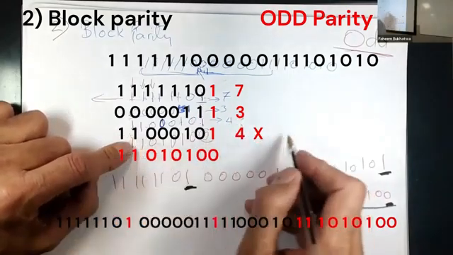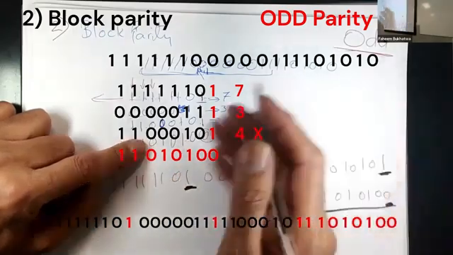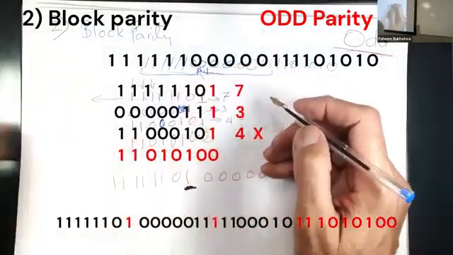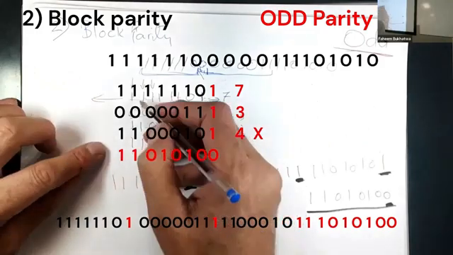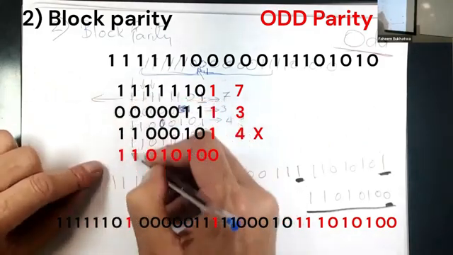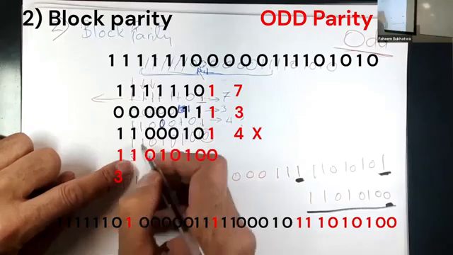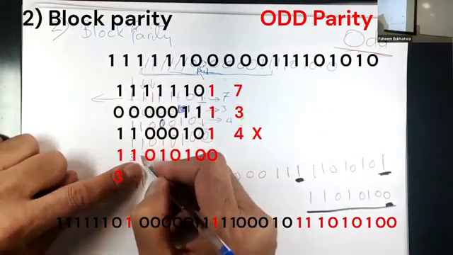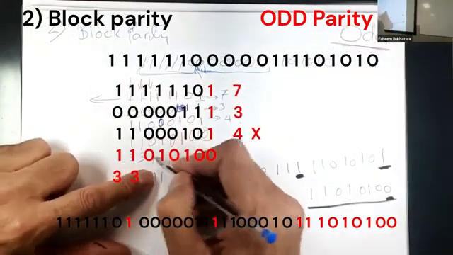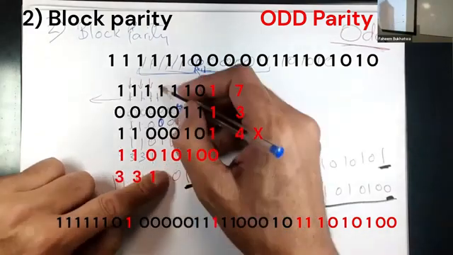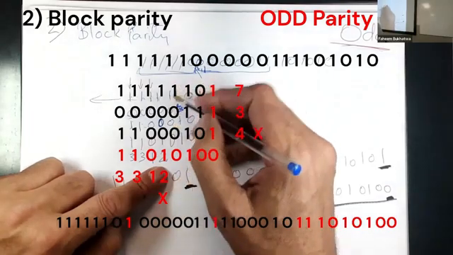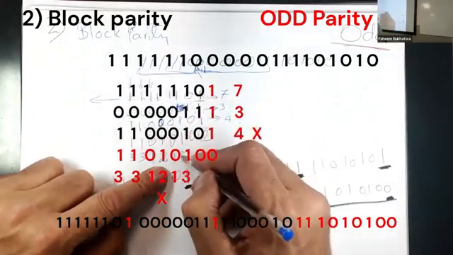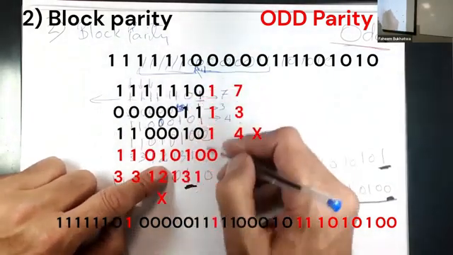Now, let's go with the last one. No, leave the last one. You don't have to count the last one. Now, let's go with the first column. How many ones are there? 1, 2, 3, including the parity. That's good. Odd. That's another good one. That's another odd. Odd. No, that's 1, 2. Oh, there's an even number.